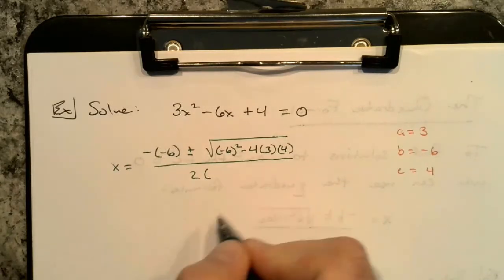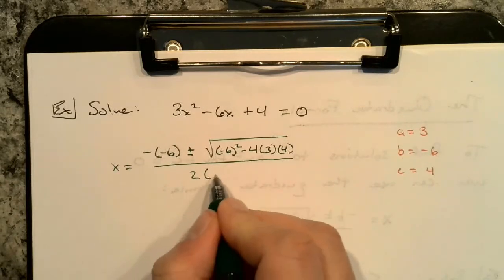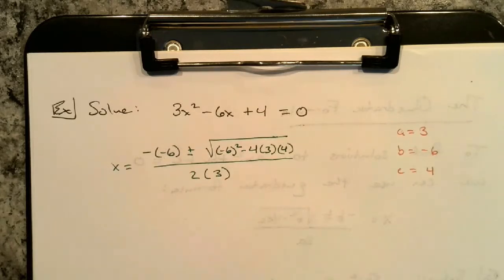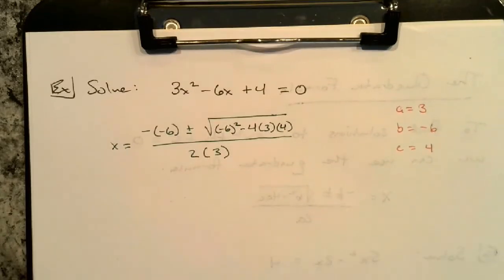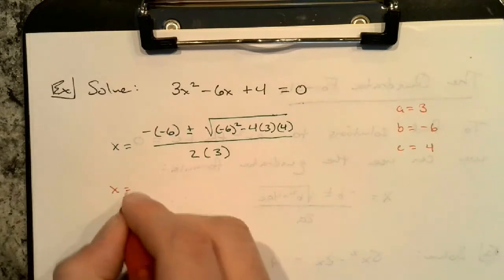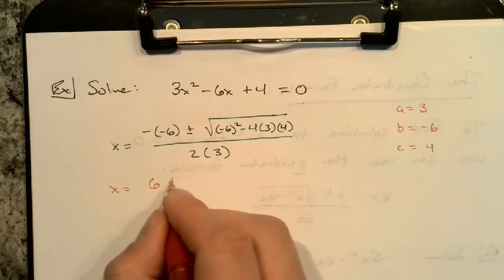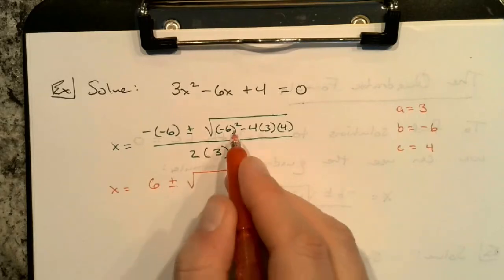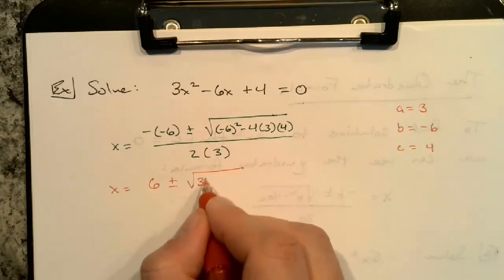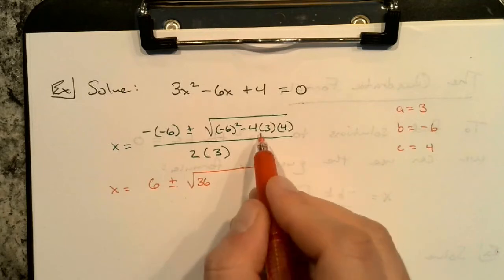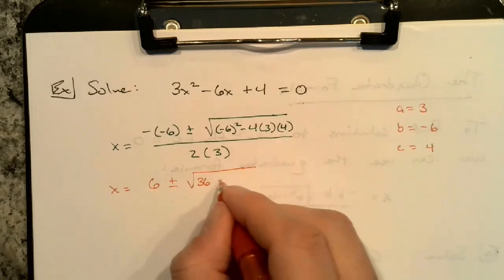Make sure you have that whole thing over 2 times a, so it's 2 times 3. Once I have that, we will simplify it. So we have x equals a negative times a negative 6 makes that a positive 6, plus or minus the square root of negative 6, the quantity squared is a positive 36, minus 4 times 3 times 4, it's going to be negative, so it's subtraction.